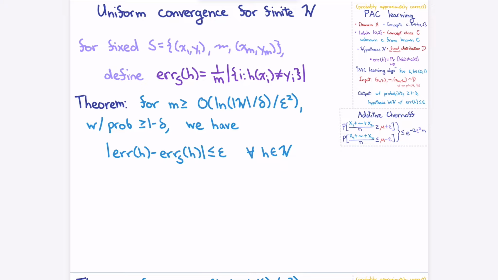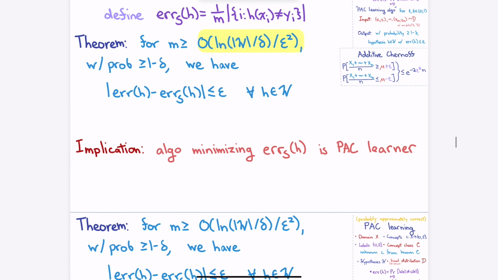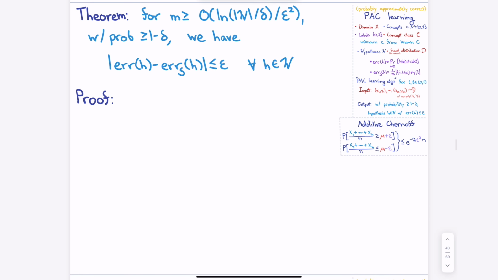So why is m set to this bound? Let me see. Okay, so we're going to use additive Chernoff, basically. It goes from epsilon to epsilon squared because we're going from just trying to hit the thing, to actually trying to get good additive error.